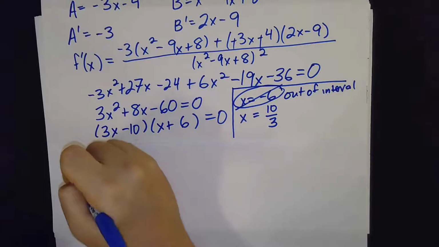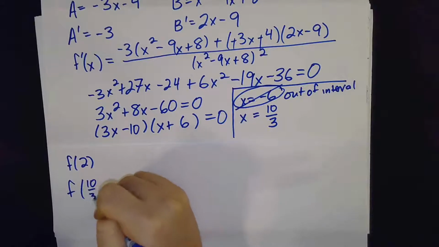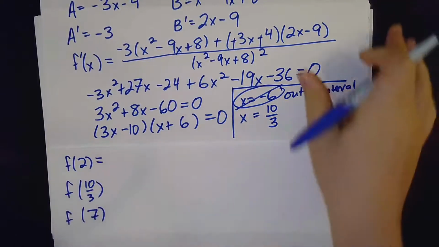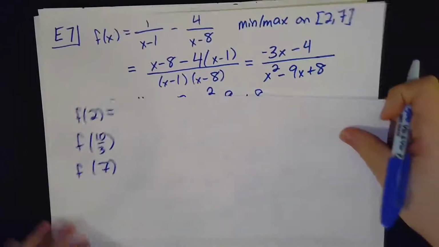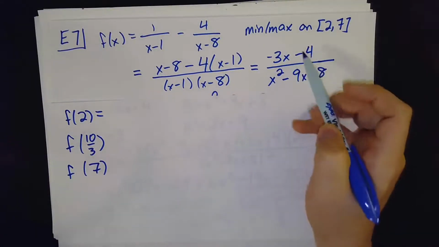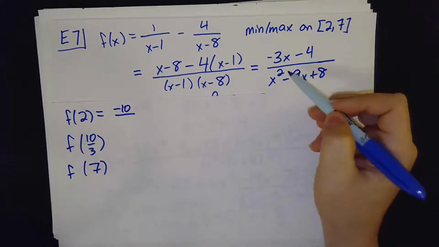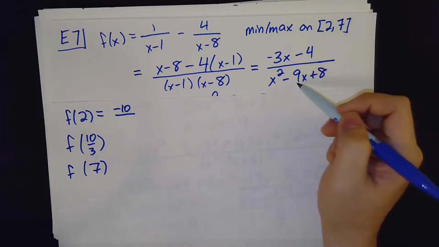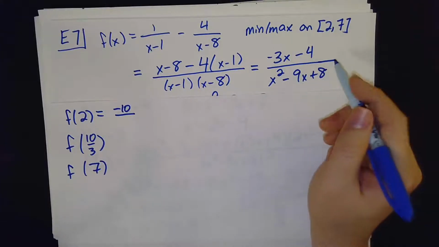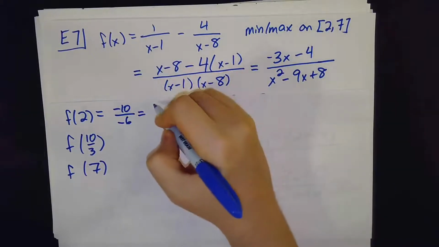So I need to figure out what f of 2 is, what f of 10/3 is, and what f of 7 is. Okay, so f of 2, keeping in mind this is our equation for f. F of 2, let's see, that'll be minus 6 minus 4, that's minus 10, divided by 4 minus 18 is minus 14, plus 8, that will be minus 6. Okay, so this should be 5/3.